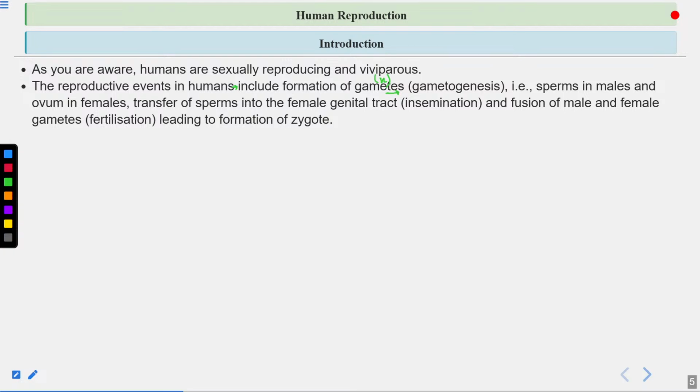The formation of gametes is known as gametogenesis. So sperms are produced in males and ovum is produced in the females. Ovum, or you can say egg.